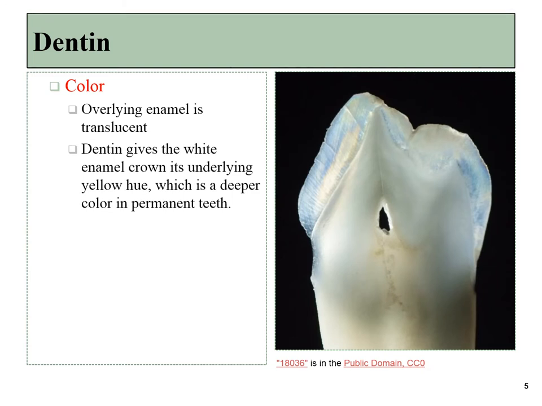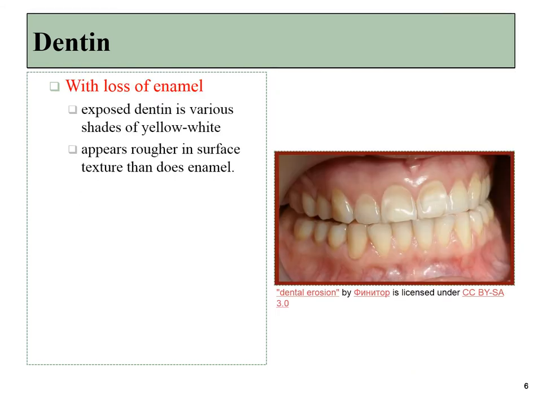Whereas enamel was primarily colorless, dentin is more opaque and yellowish, and gives teeth their color. The thickness of the overlying enamel will determine how much of the underlying dentin is visible from the surface. When enamel is lost, the more yellowish dentin becomes more visible, as we can see here in this photograph.